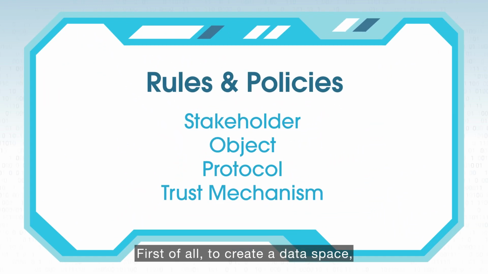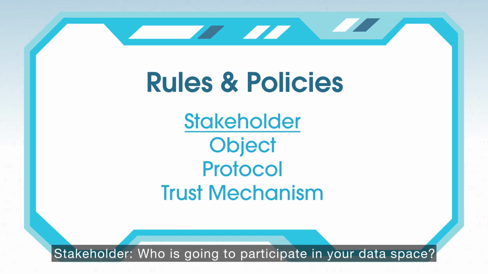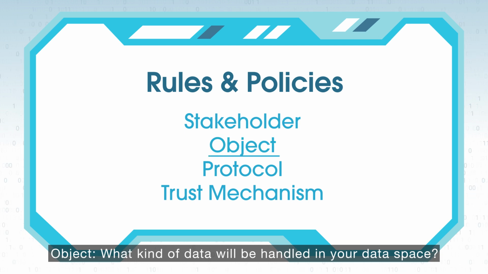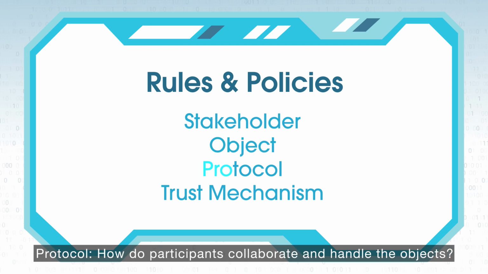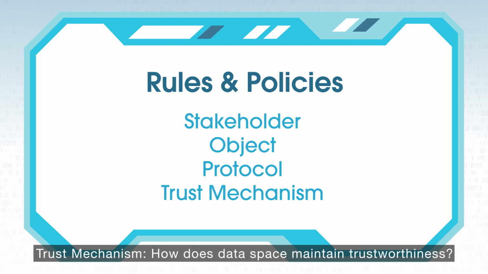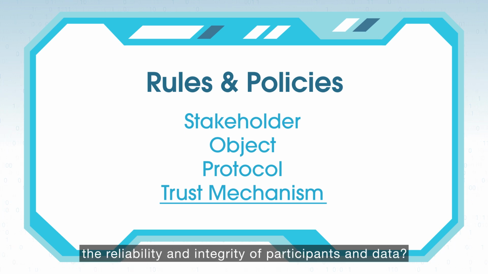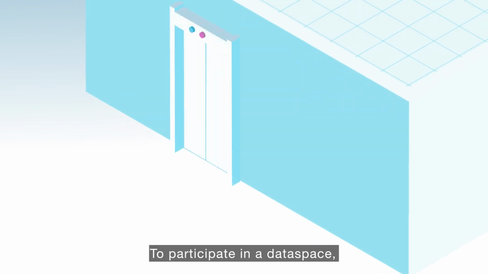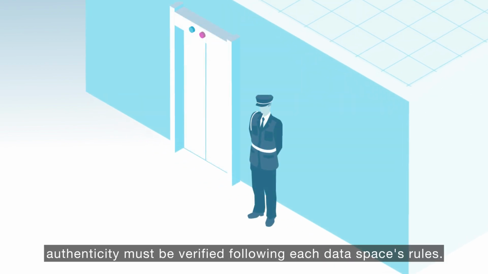First of all, to create a data space, you have to clarify the following topics. Stakeholder. Who is going to participate in your data space? Object. What kind of data will be handled in your data space? Protocol. How do participants collaborate and handle the objects? Trust mechanism. How does data space maintain trustworthiness? What kind of mechanism will guarantee the reliability and integrity of participants and data? To participate in a data space, authenticity must be verified following each data space's rules.